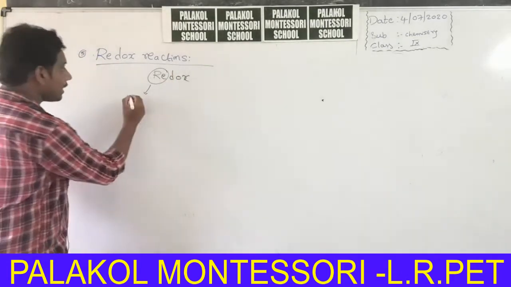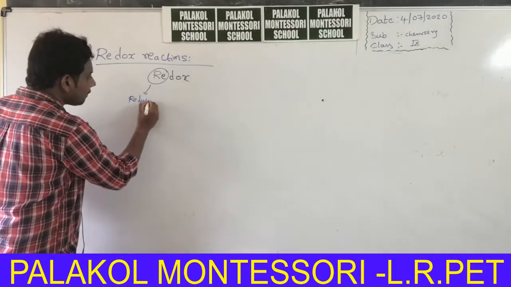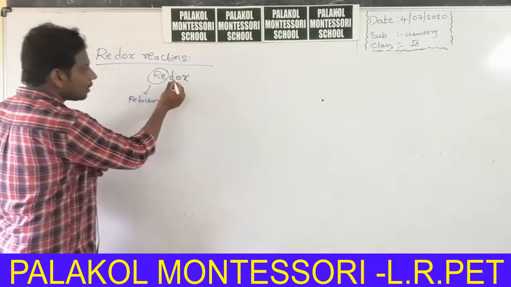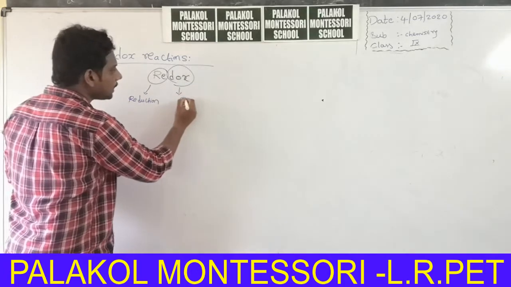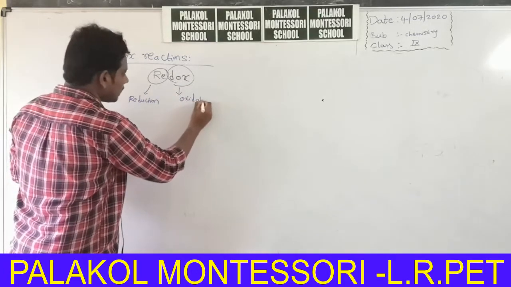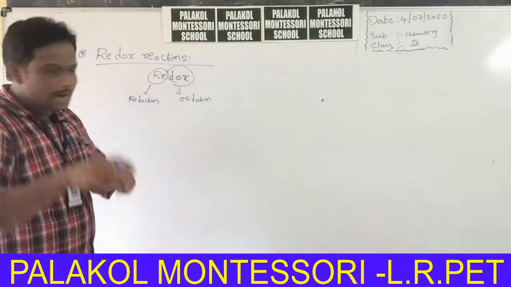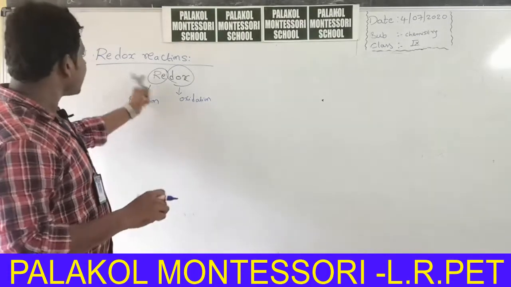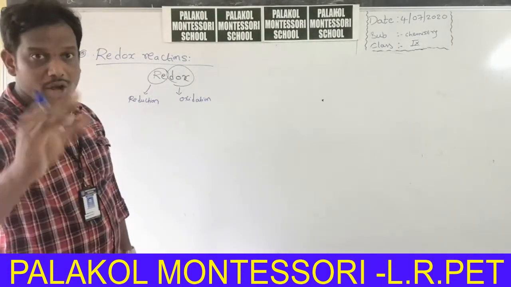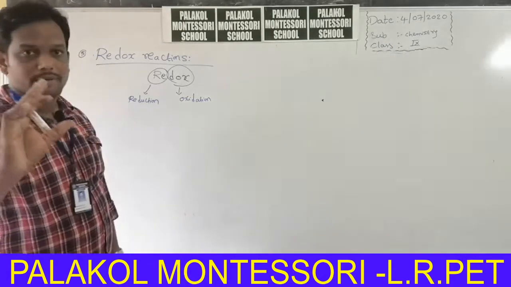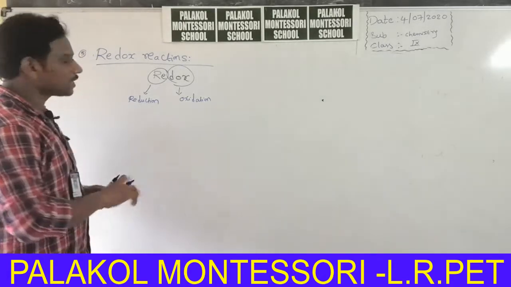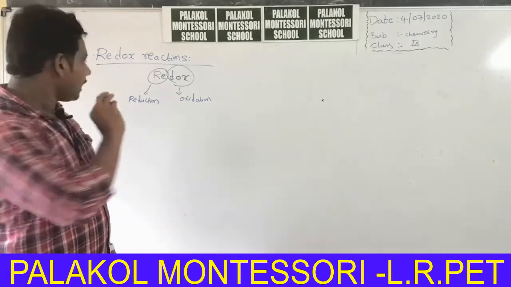The name Re indicates reduction. Dox indicates oxidation. Reduction plus oxidation we will call redox. So first we start with oxidation and reduction.